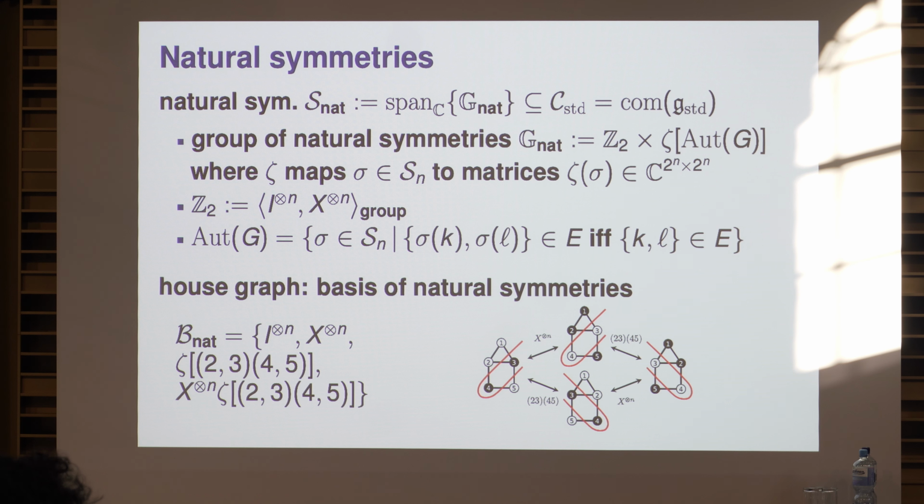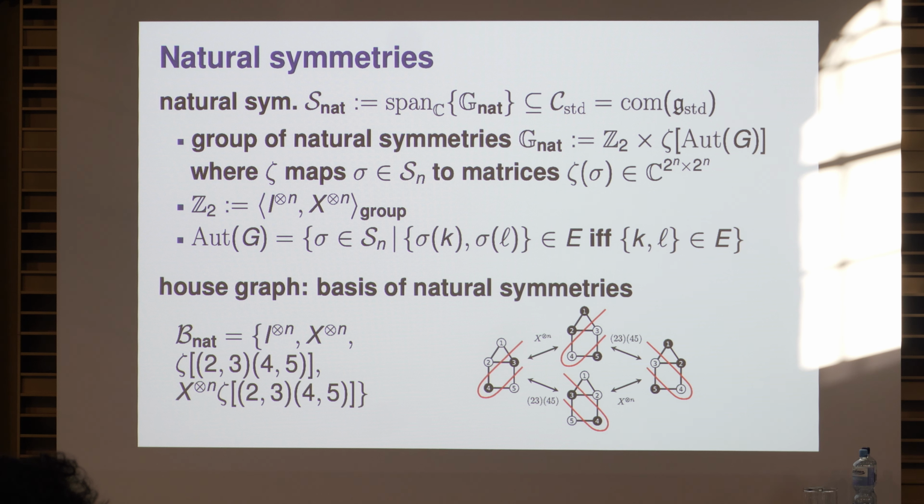And then we have this group of natural symmetries, which is a direct product because they commute with each other, of all the automorphisms acting on the big Hilbert space with identity and X tensor n. So this is the group of natural symmetries. But then we are more interested in the linear space spanned by them, which could in principle have a lower dimension. So they could be linearly dependent in principle. And these are part of the symmetries. So this we can establish.